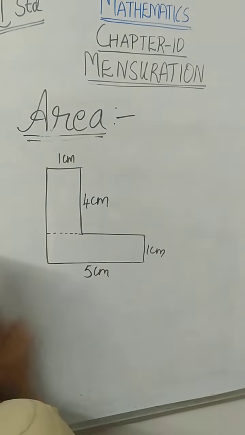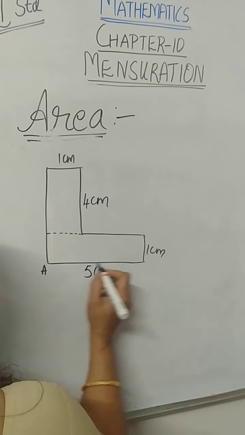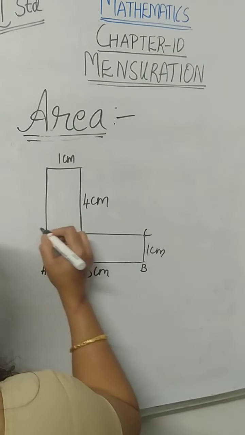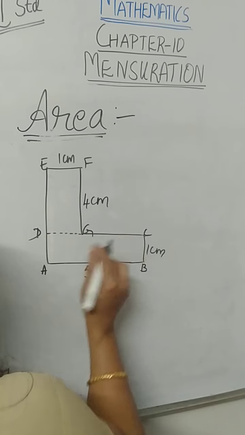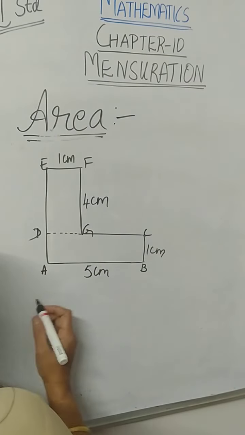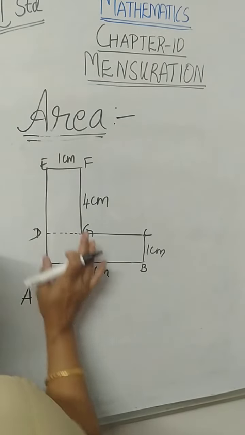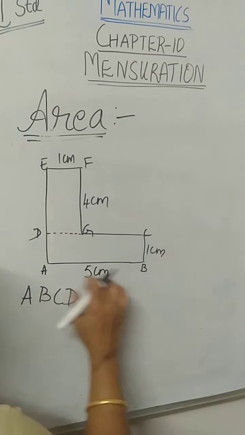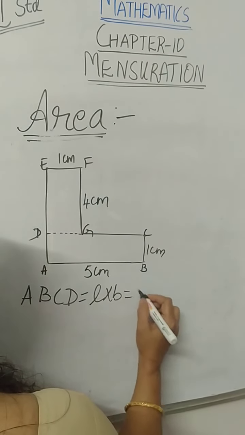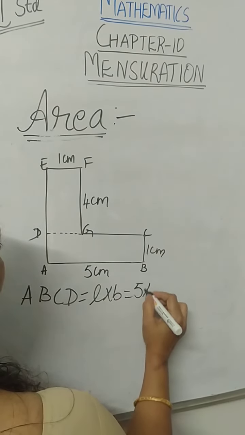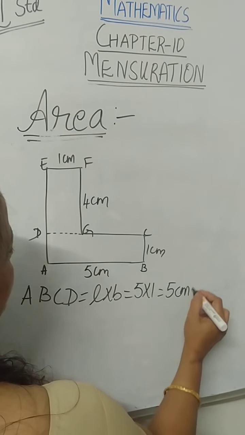Now, here are two rectangles I told you. This rectangle I'll name A, B, C, D. Here it is E, F and G. So, the first rectangle I am going to take is A, B, C, D. Forget about the rest, just see only this rectangle. Here length into breadth is 5 into 1. 5 into 1 is 5, not 6. It is 5 centimeter square.